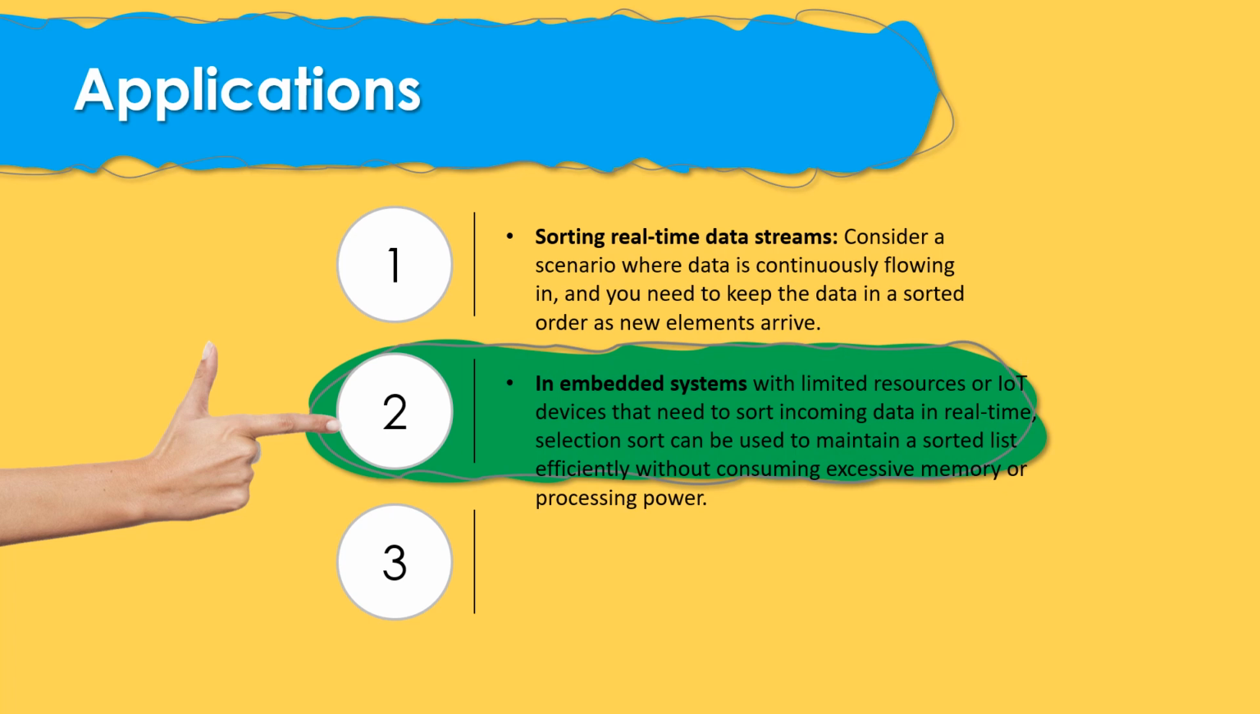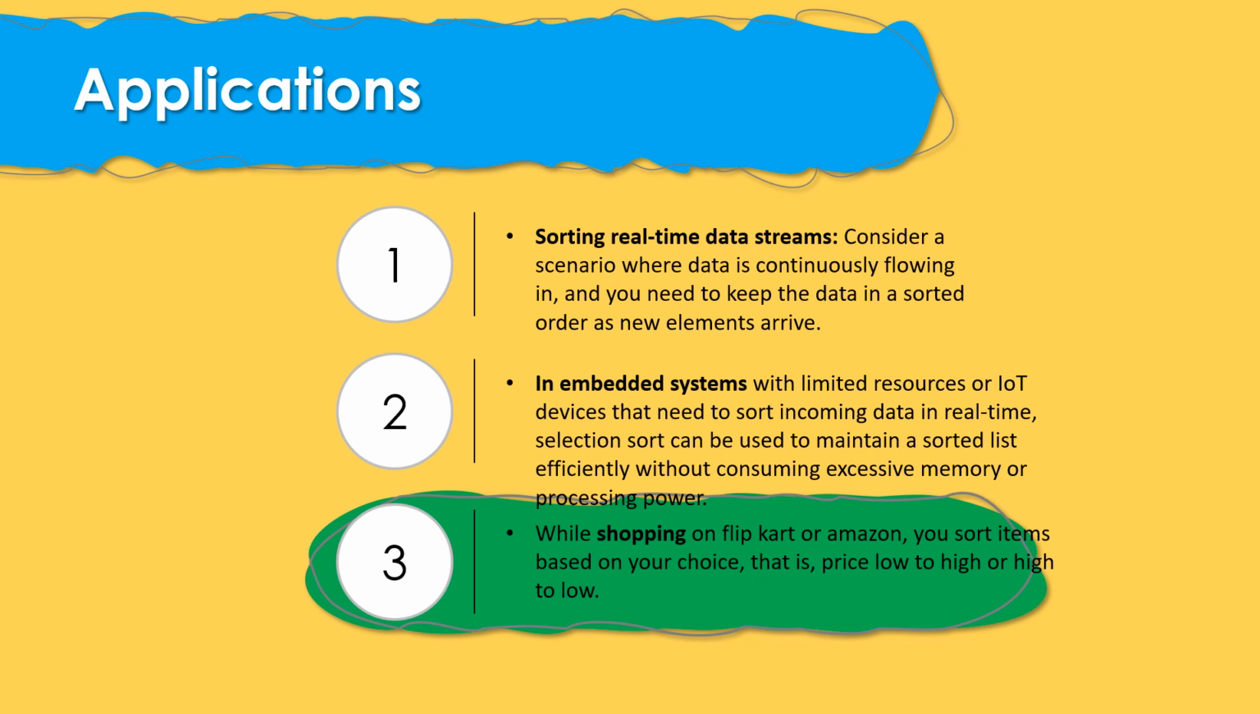And what is the next application? In embedded systems, when limited resources and IoT devices are there, we need to sort incoming data in real time. It works in an efficient way, and it also consumes less memory compared to others. And the next one: whenever we do shopping, for example on Amazon, if we are sorting based on our choice, say price, we sort from low to high or high to low. So these are three real-time applications of this algorithm.